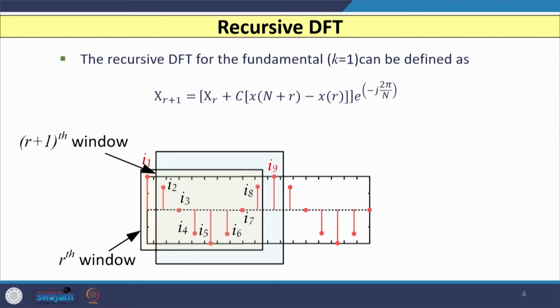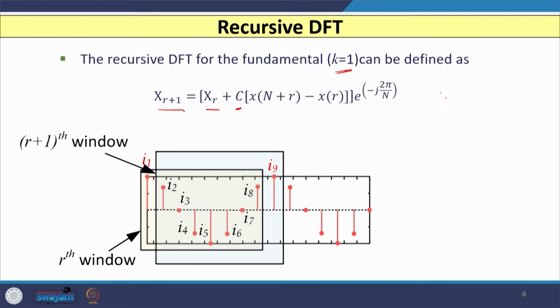So, to understand the recursive DFT for any, let us say, fundamental phasor, so assuming k is equal to 1, mathematically we can represent the recursive DFT as x of r plus 1 is equal to x of r plus c into x of n plus r minus x of r, and that is multiplied with e raised to minus j 2 pi by n.